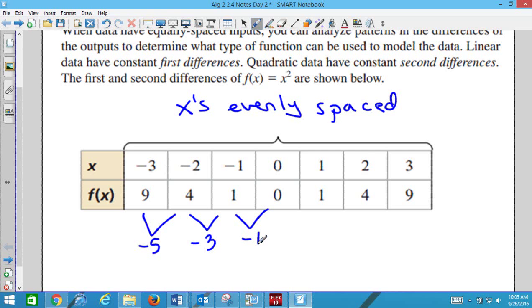Now, if you're not sure how to get these numbers, maybe they're harder numbers, what you could do is take the second number minus the first number. So I would take 4 minus 9, and that would give me negative 5. I would take 1 minus 4, and that would give me negative 3. So you could subtract them if you're not sure.